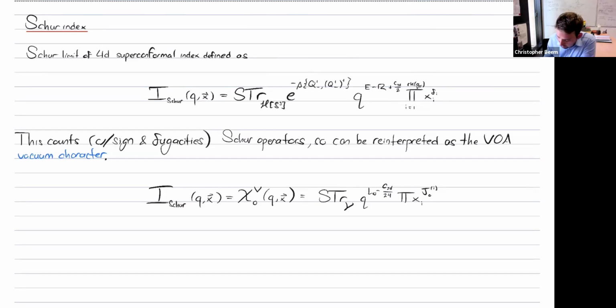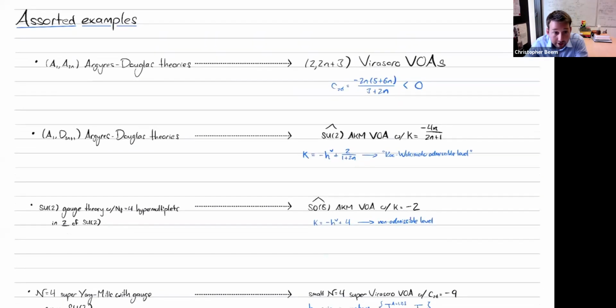And having the vacuum character, which is a whole infinite Q series, is quite a lot of information to have about a vertex algebra. If you have a proposal for a characterization of the vertex algebra associated to some theory, and you can go and compute the vacuum character and compare it to your Schur index that you got from some friend who's good at localization calculations, then you're going to have a good sense of whether your guess is correct or not. Okay. So that's all sort of generalities.